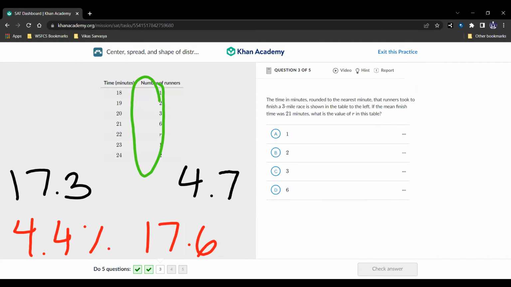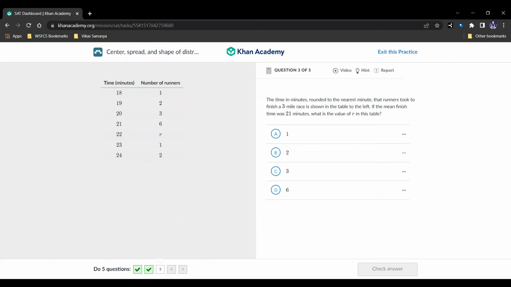All right, we're given another table, and this is what we're told. The time in minutes rounded to the nearest minute that runners took to finish a 3-mile race is shown in the table to the left. If the mean finish time is 21 minutes, what is the value of R in this table? So we're going to add up the total number of minutes, which is going to be 18 plus 19 times 2, so 38, plus the 20 times 3 is 60, plus 21 times 6, 126, plus the 22R, plus the 23, plus the 24 times 2, which is 48.